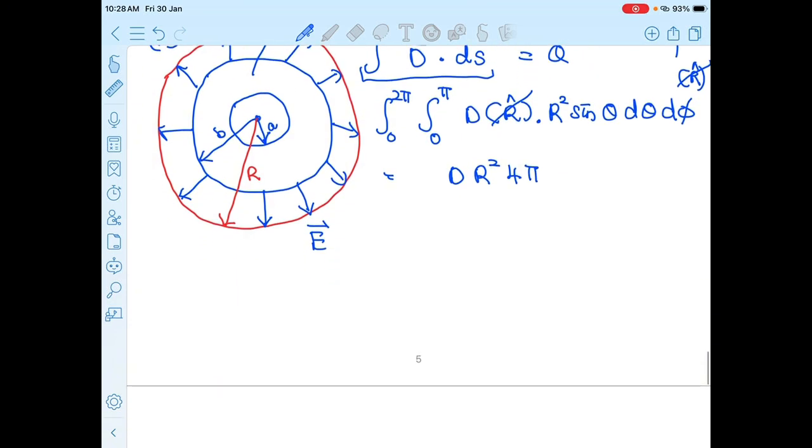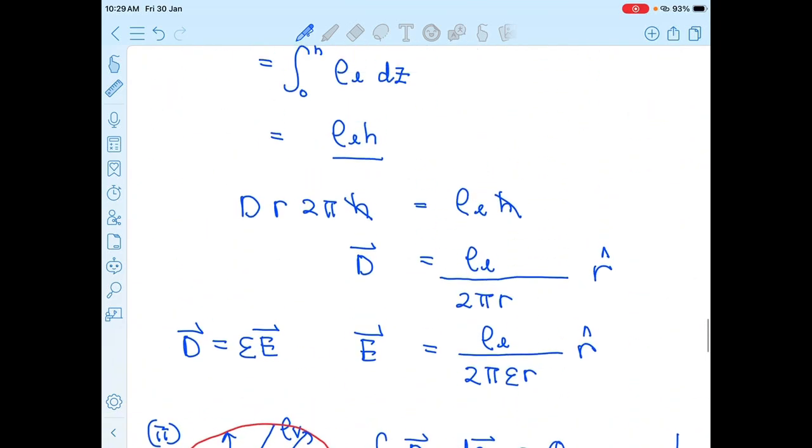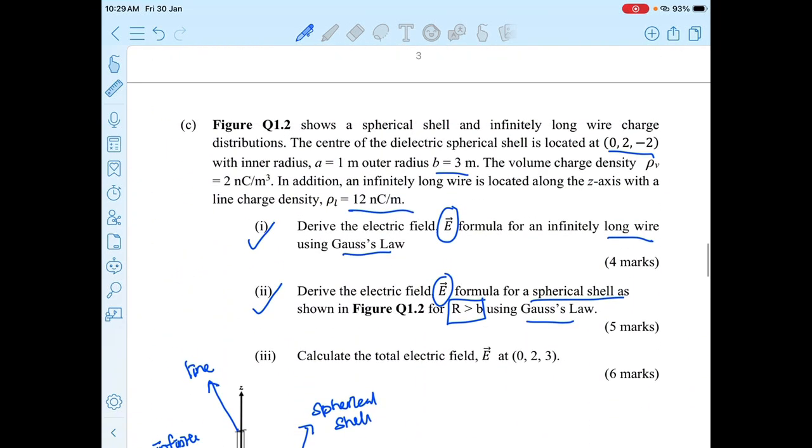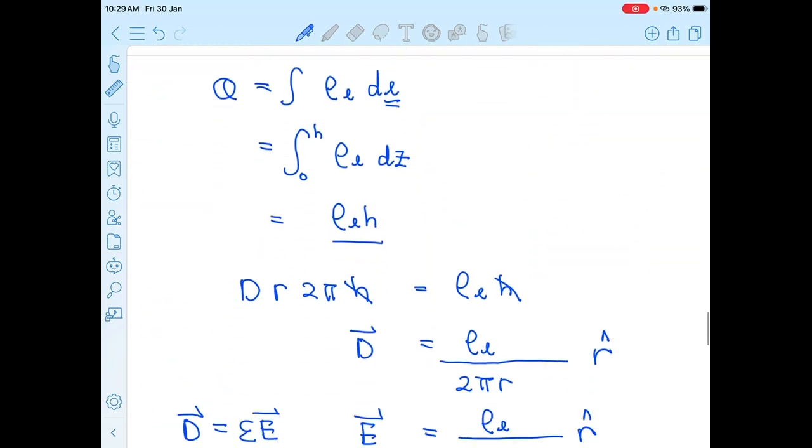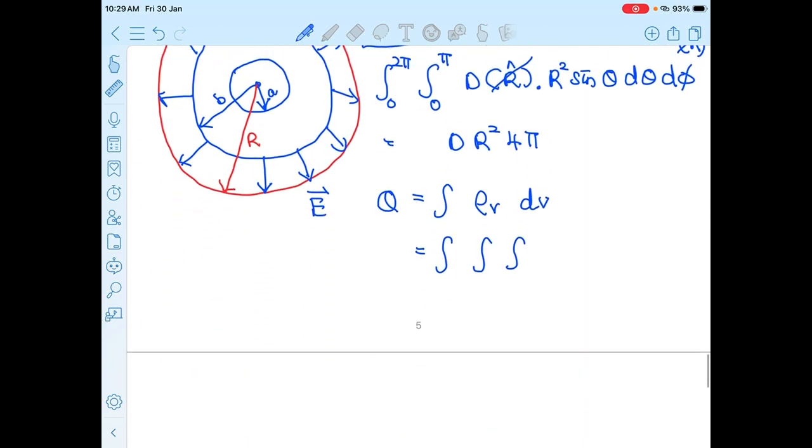As for the right hand side, they give you the rho_v. You are going to expand this dv according to the spherical coordinate system. The rho_v value in the question is 2 nanocoulombs. And then for this, it will be r squared sine theta d theta d phi, and also dr.